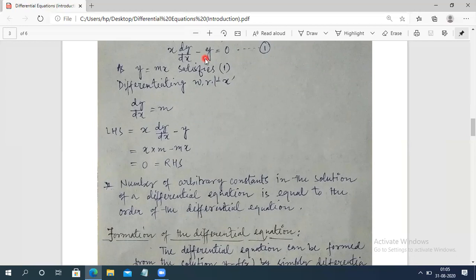Clear? Now on the other hand, we can say the number of arbitrary constants in the solution of a differential equation is equal to the order of the differential equation. That means the number of arbitrary constants present in the solution will determine the order of the differential equation. That many times we have to differentiate the solution, and it will determine the order of the differential equation.